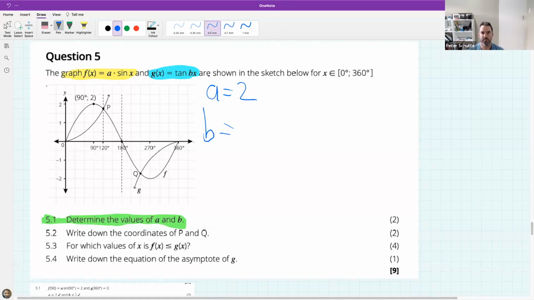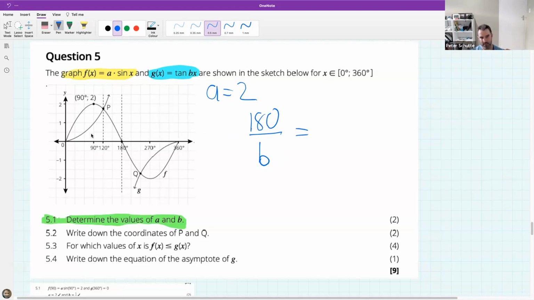So what does B change? It changes the period. And the old period of the tan graph would be 180. And then you would need to divide by something. And that thing you would divide by is B. What is the new period of this tan graph? What is the new period?